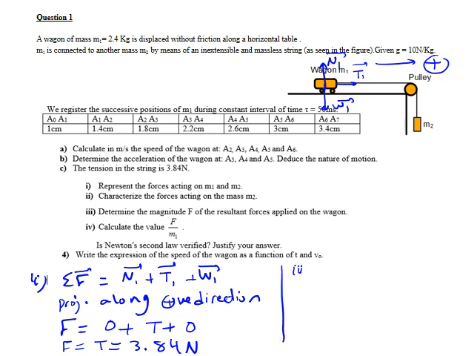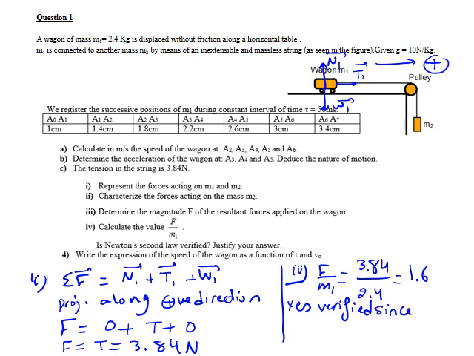For part 1, calculate the value of F over M1 equals 3.84 over M1, which is 2.4, equals 1.6. Is Newton's second law verified? Yes, verified. Since F over M1 equals 1.6, which is also the acceleration, so F equals M times a. Newton's second law is applied.